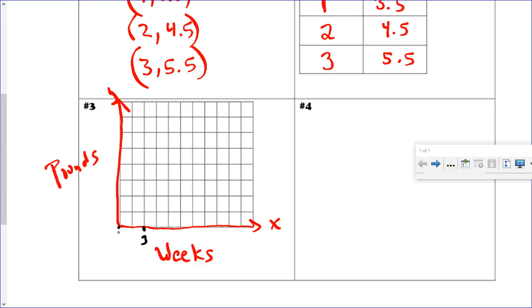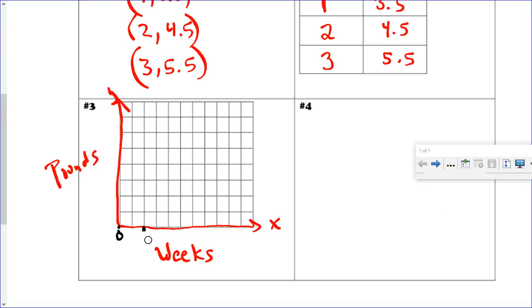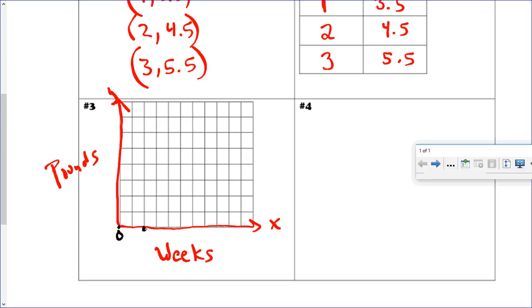I start here at 0. Then every other line is, no, that's not what I want to do. Every other line is going to count as 1. Okay. So I'm going to try this one more time. So every line, 1, skip a line, 2, skip a line, 3, skip a line, 4, skip a line, and 5.